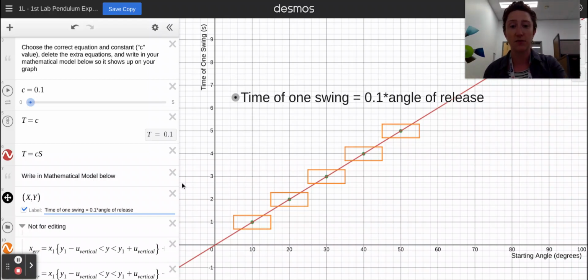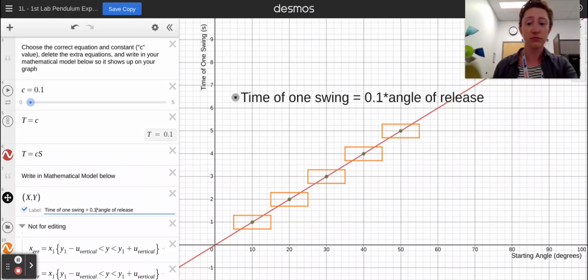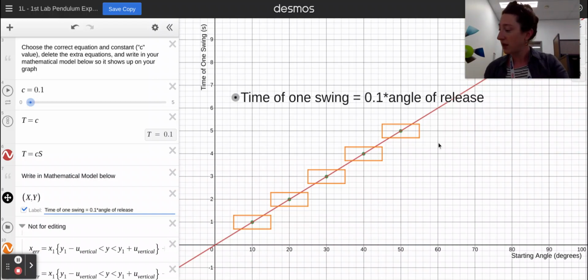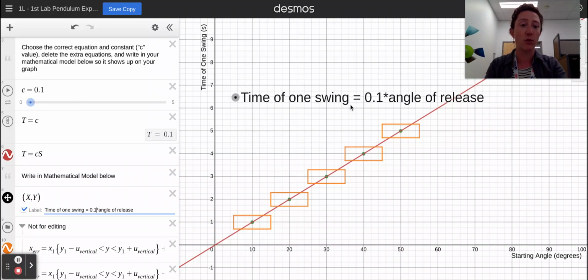So when you are writing in your lab notebook and it's wanting you to indicate the pattern, the equation, or the C value, and the slope, this is what it would look like. The pattern: well, this looks like that, a straight line. That's going to be a proportional pattern. The C value, I don't need to show my notebook again. The C value is the number that I got, so 0.1. And then the equation, I would rewrite this in my notebook: time of one swing equals 0.1 times angle of release. Okay?